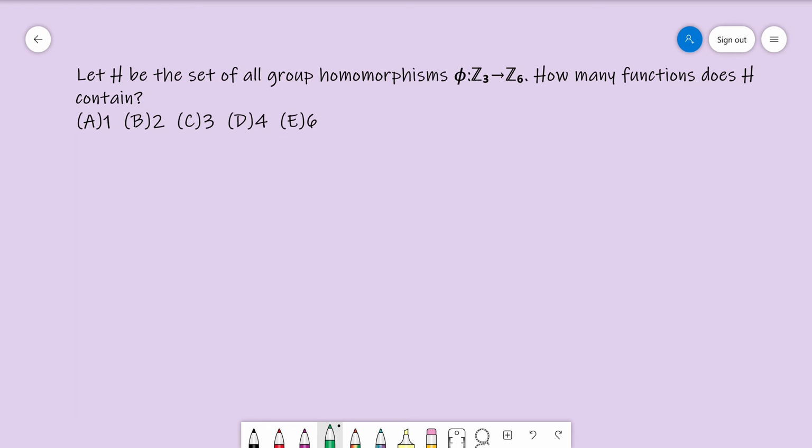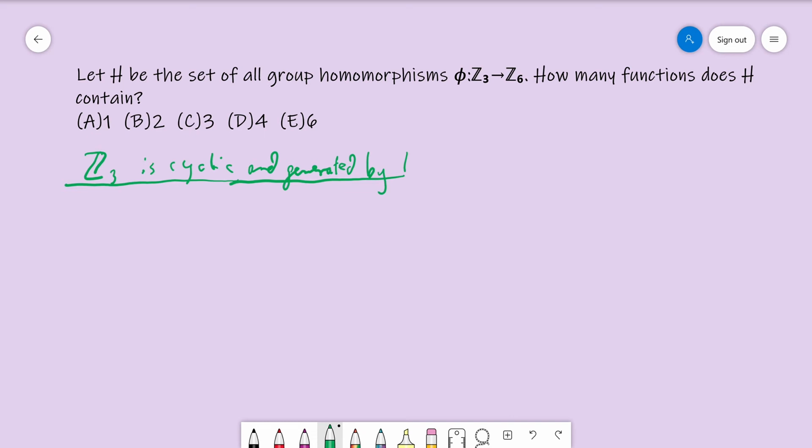So what we have to remember here is a few things. One is that Z3 is cyclic. So actually we can characterize any homomorphism by what it does to the identity element, to 1, because Z3 is cyclic and generated by 1. So if we know what the homomorphism does to 1, then we know everything about this homomorphism.